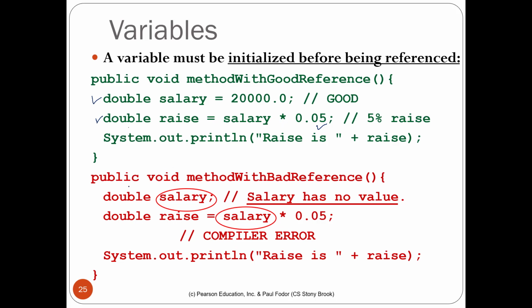Alright, good. So how about the second case here? You have double salary. Okay, you declared it, and now you are using raise. You are computing raise on salary and multiplying that by 0.05. Alright, but what do you have in salary? So the problem is that you don't have any value for salary. You are missing salary initialization. That's a problem. Alright, so we need to fix that. And all these things will result in a compiler error.